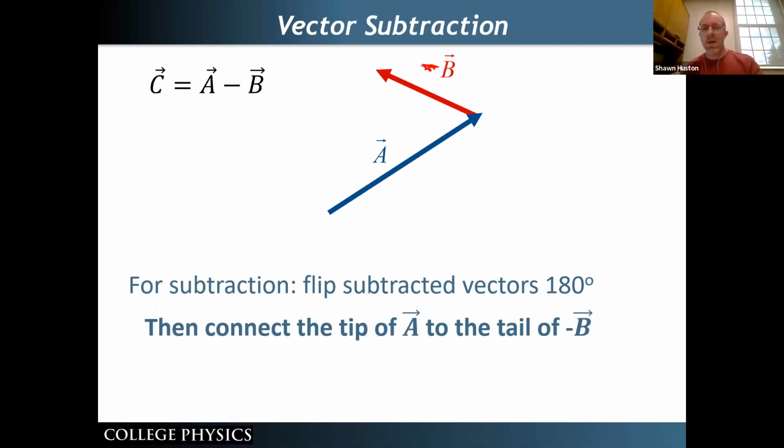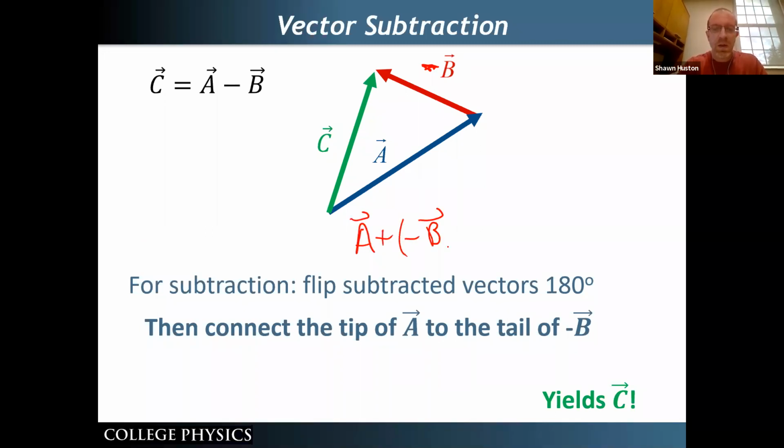Negative sign. So I move that vector B over so that it starts right where vector A ends, and then again I draw my resultant vector so that it goes from the start of A to the end of negative B, and there we go. I've got A plus a negative B is equal to C. So this is literally A plus negative B equals C, or that would be A minus B equals C.